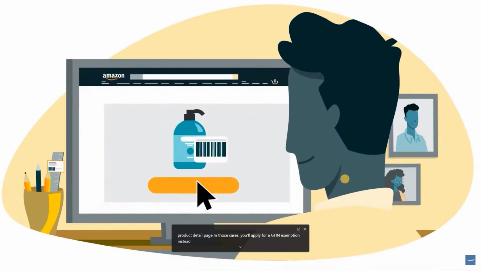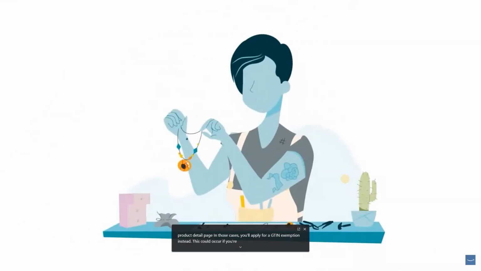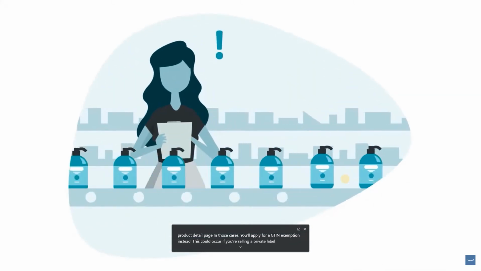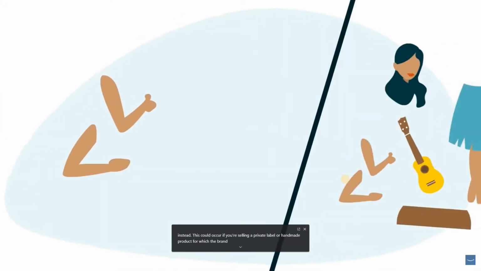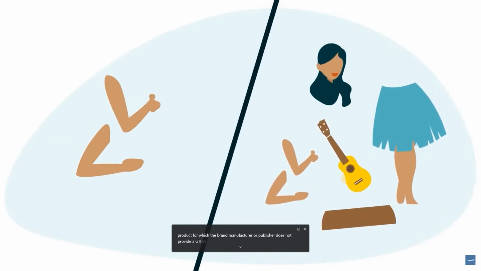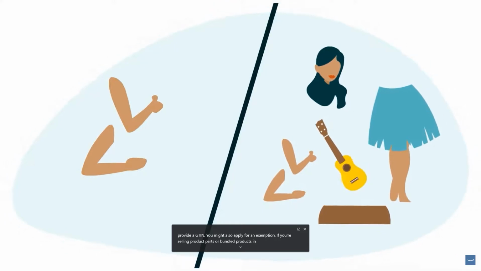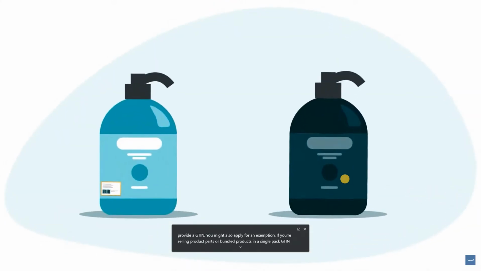This could occur if you're selling a private label or handmade product for which the brand, manufacturer, or publisher does not provide a GTIN. You might also apply for an exemption if you're selling product parts or bundled products in a single pack. GTIN exemptions are rare.